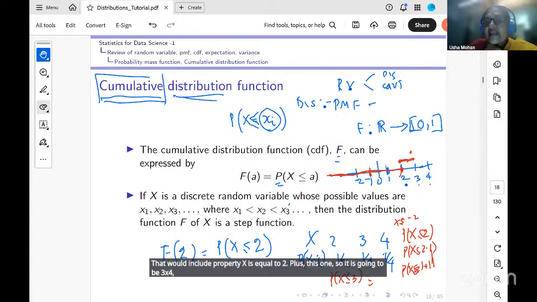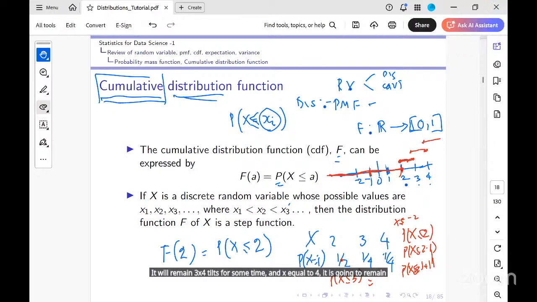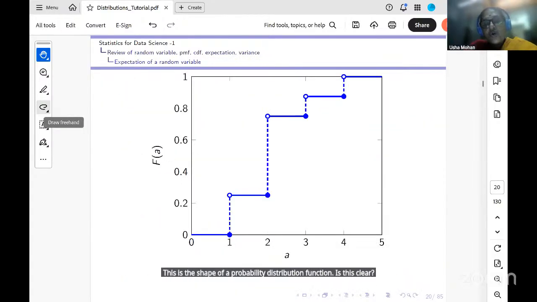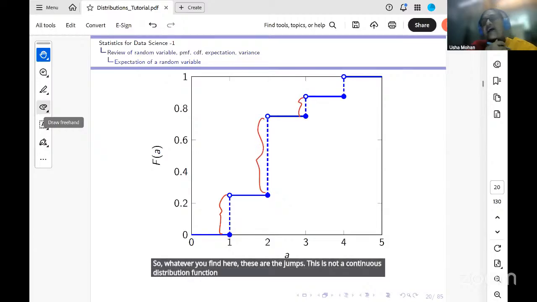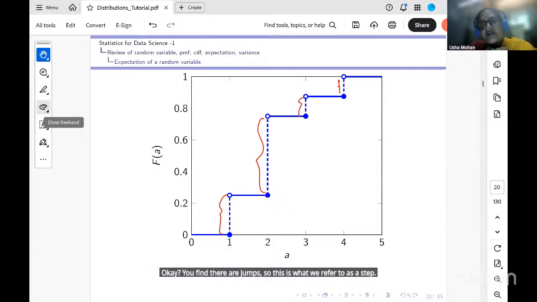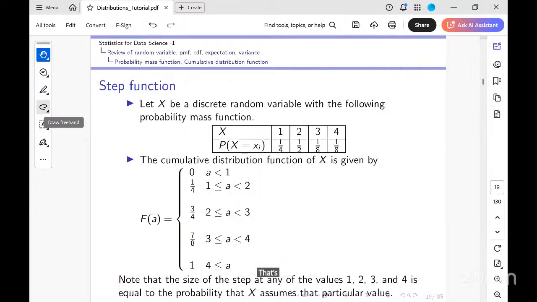So it again jumps. It will remain 3 by 4 for some time, and at X equal to 4, it is going to remain 1 throughout. This is the shape of a probability distribution function. Is this clear? So whatever you find here, these are the jumps. This is not a continuous distribution function, continuous graph. Okay, you find there are jumps. So this is what we refer to as a step function. Is this clear? Yes, ma'am.